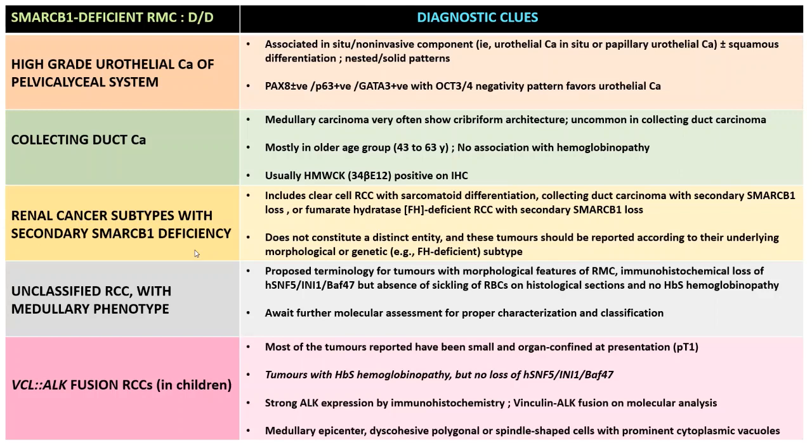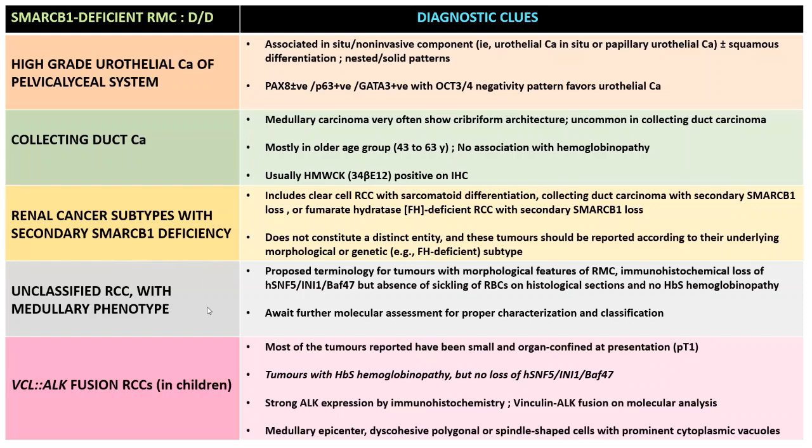Now, remember that there are many other diverse subtypes of renal cell carcinoma which have a secondary SMARCB1 deficiency. For example, fumarate hydratase deficient RCC or collecting duct carcinomas could have a secondary component of SMARCB1 loss. So if you have a tumor which fits characteristically into the definition of a collecting duct carcinoma or a fumarate hydratase deficient RCC, even if you have a SMARCB1, that is INI1, loss, do not call it a renal medullary carcinoma.